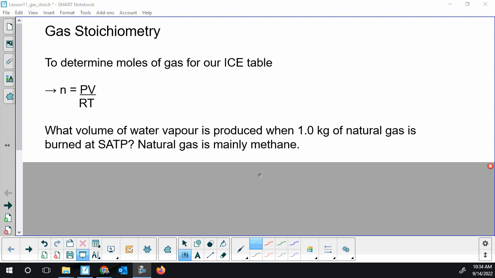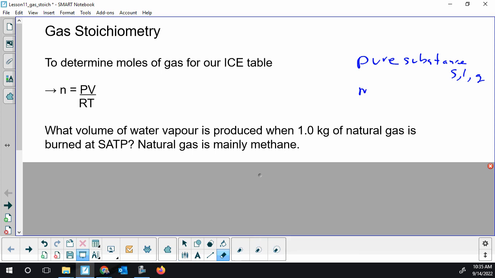Gas stoichiometry. When you are dealing with masses, or anything that is a pure substance, be it a solid, a liquid, or a gas, that is when you get moles from mass over molar mass. That's kind of one of three ways you can get moles in Chem 20 by the time you've learned everything.